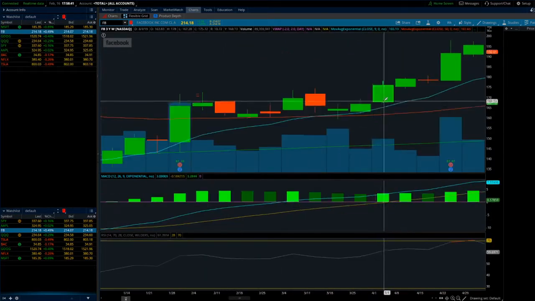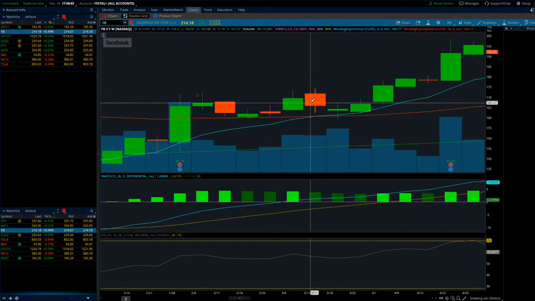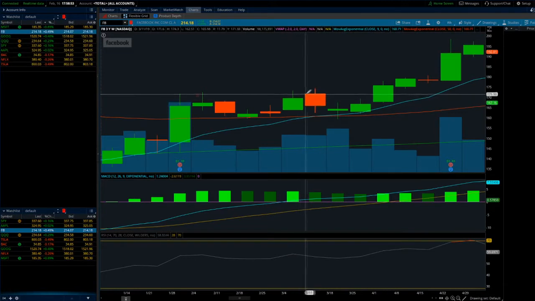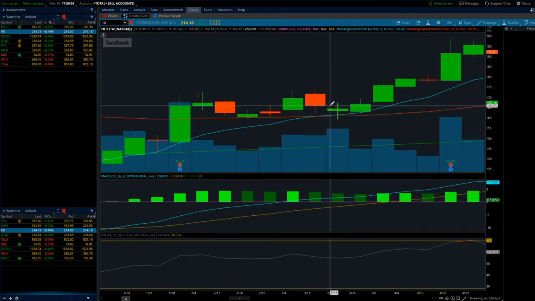So if we were to look at this red one, that means it closed lower than it opened. If we look here, the previous day it closed right here, it opened the next morning here, and it went as high as here throughout the day, but then it eventually went as low as here throughout the day, and it eventually closed at this price level within the day.